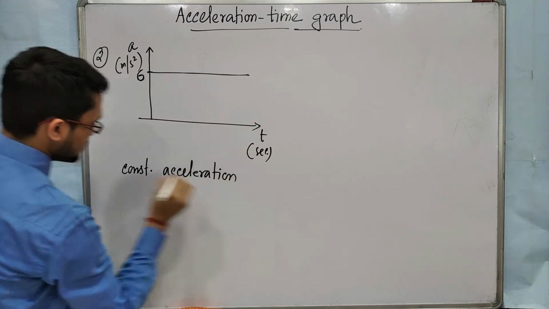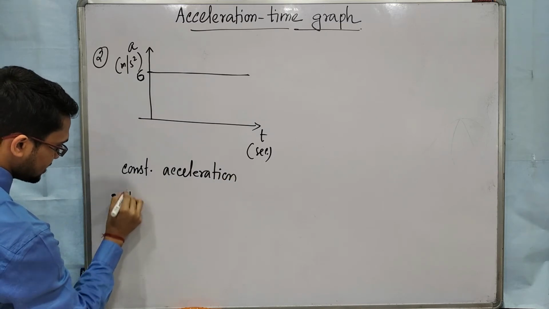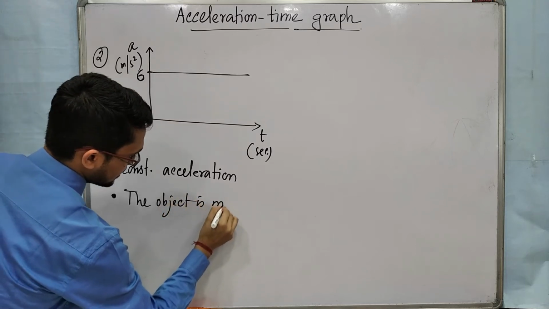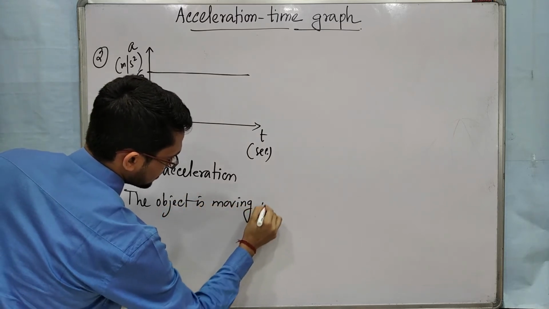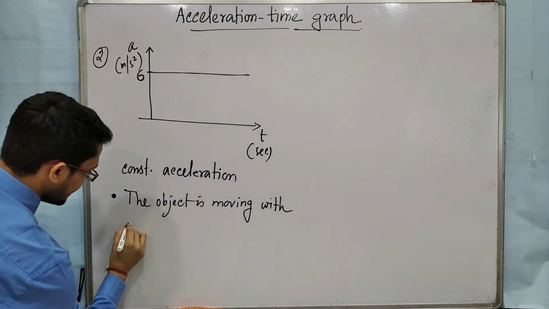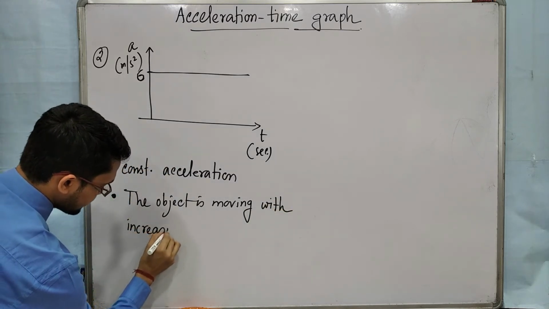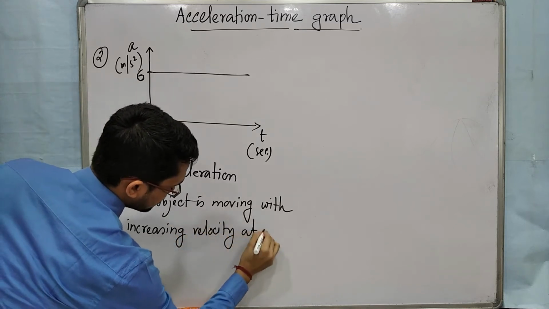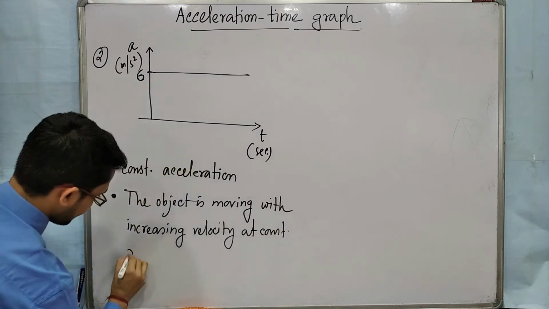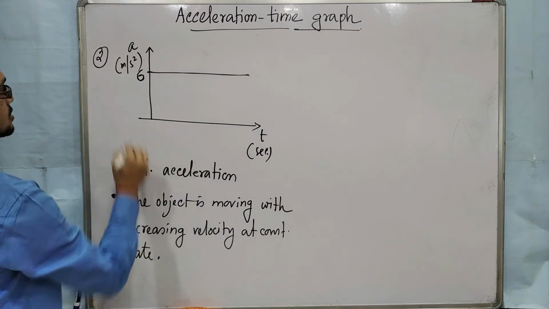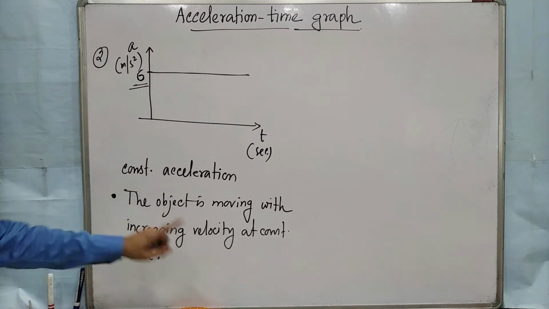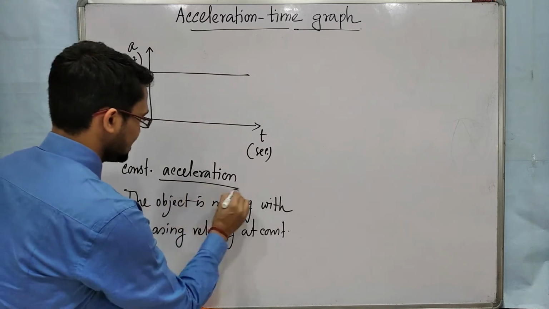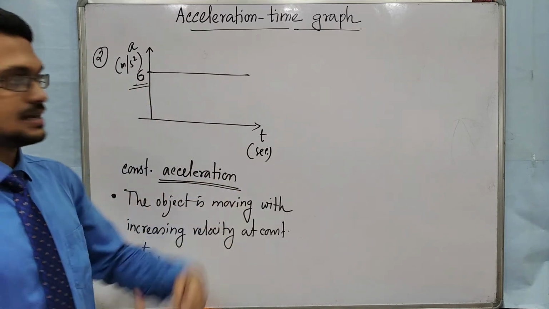That means which kind of motion? The object is moving with increasing velocity at constant rate. Here the rate is constant, that means this 6. So the object is moving with increasing velocity, with acceleration. This is accelerated motion, constant acceleration. Acceleration means velocity increases.